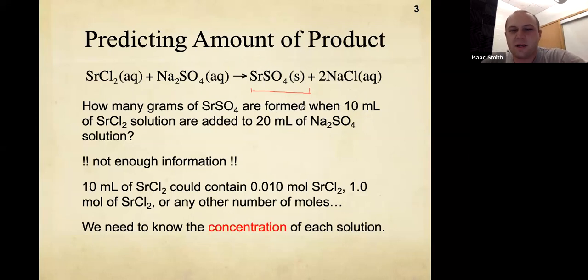So the question says, how many are formed when 10 milliliters of strontium chloride solution, right? So that's actually strontium chloride dissolved in water. We really haven't learned yet how to do this because 10 mL of strontium chloride, depending on the concentration, could contain 0.01 moles, or it could contain 1 mole of strontium chloride. Anything, we don't really know. What we would need to know is the concentration of each solution in order to do that.